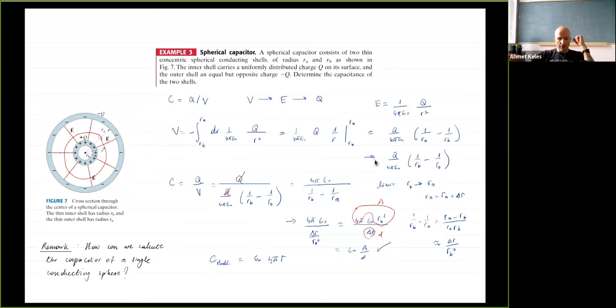Okay. So don't panic if somebody asks you what's the capacitance of a single spherical shell or a blob. Don't be like, oh, where is the other plate? The other plate is at infinity, so you can just write something like this.